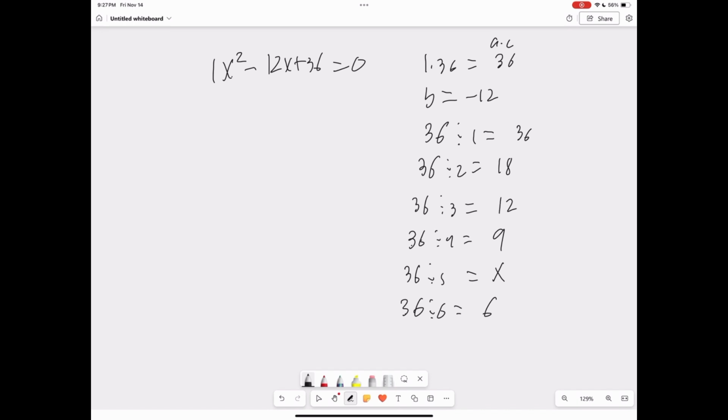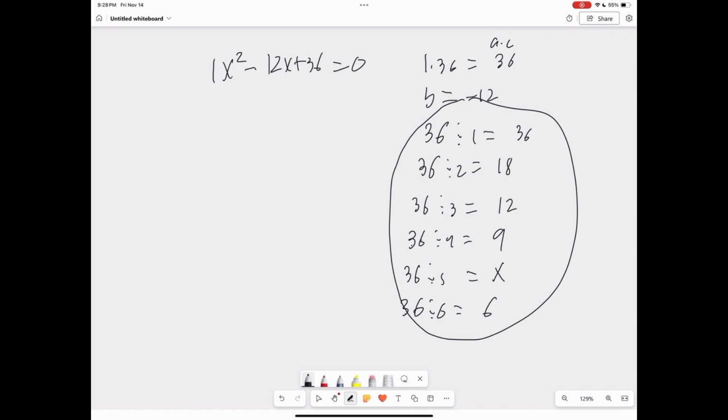Remember, everything we've done over here has been combinations that give us 36, but they're not also combinations that give us our b value, because b involves a different operation. If 36 divided by 6 is 6, that means 6 times 6 is 36. With that logic, 6 plus 6 is 12, but negative 12 and 12 aren't the same thing. If 6 plus 6 is 12, that means negative 6 plus negative 6 is negative 12, and negative 6 times negative 6 is 36.